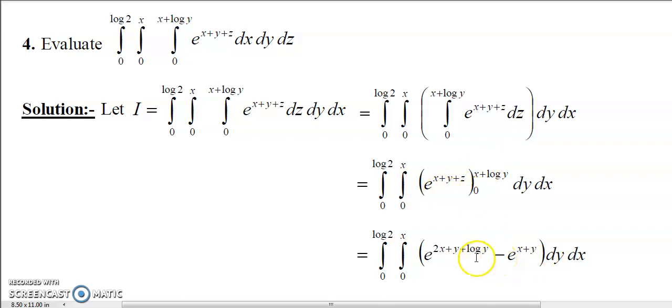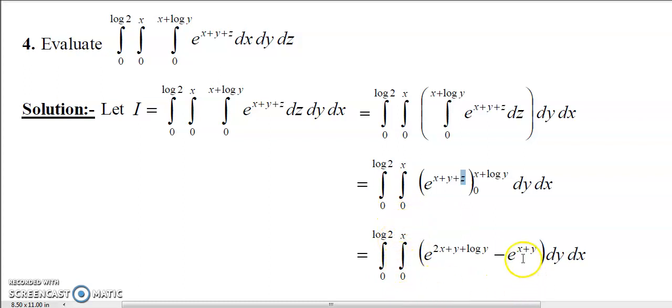After we do the upper limit minus lower limit, we'll get something of this manner. Now here after integration, this z will get replaced with x plus log y. Upper limit will get replaced with x plus log y and the lower limit will get replaced with 0. So after applying the upper limit minus lower limit, we'll get something of this manner. Now the inner integral's integration has been completed.